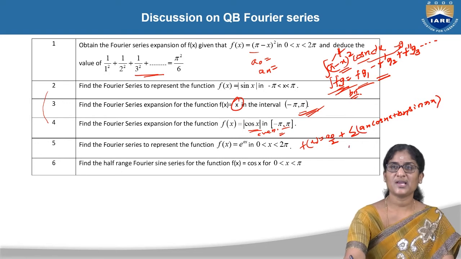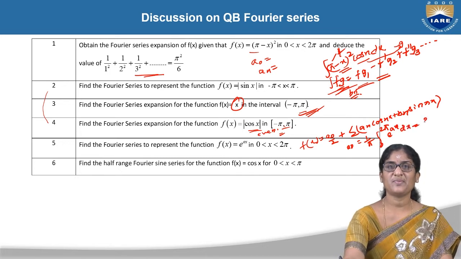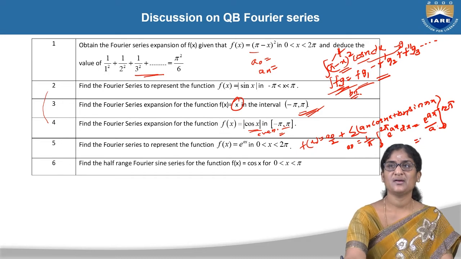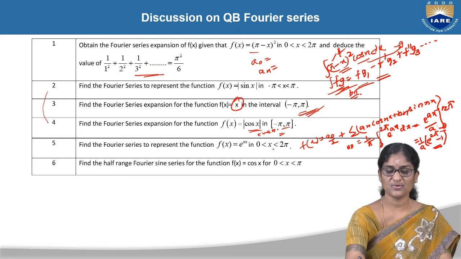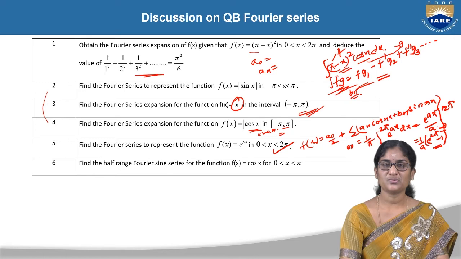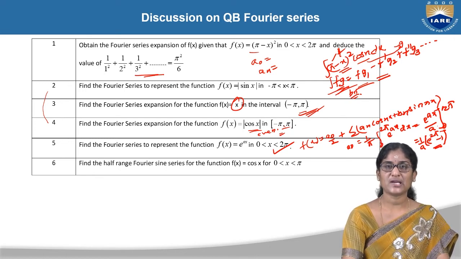So here, what is a naught? A naught is equal to 1 by pi integral from 0 to 2 pi e power ax dx. What is the integral of e power ax? E power ax by a, from 0 to 2 pi. So what is the answer here? It is nothing but 1 by a into e power 2 pi a minus 1. So that is how you can find a naught. Next, going to the an value, the second Fourier coefficient.